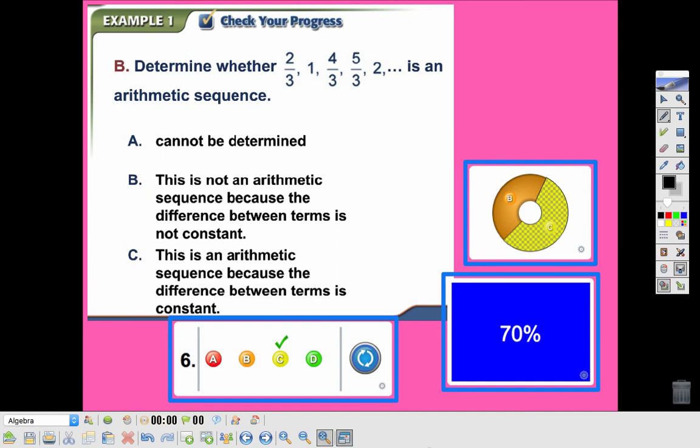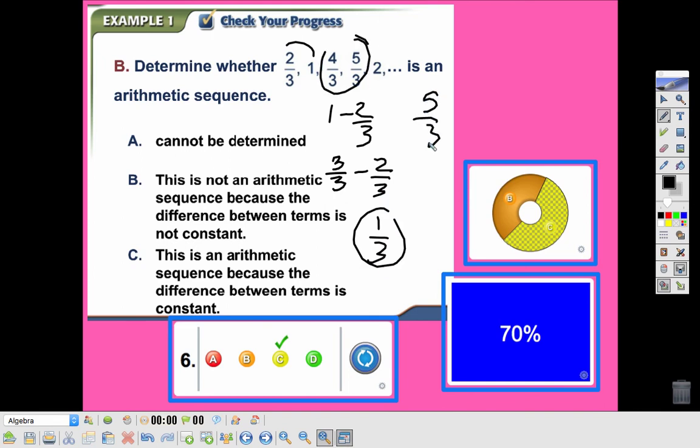All right, let's see how we did. C. What's 2/3 plus 1/3? 1. What's 1 plus 1/3? 4/3. What's 4/3 plus 1/3? 5/3. And if you couldn't do this, you've got to do some math. So if you do 1 minus 2/3, you find the common denominator. That's 3/3 minus 2/3. That equals 1/3. Okay? So maybe do it for this one. 5/3 minus 4/3. What does that equal? 1/3. Are those the same? Yes? So it does have a common difference. And its common difference is 1/3. You're adding 1/3 each time.